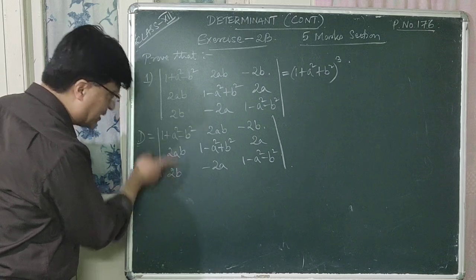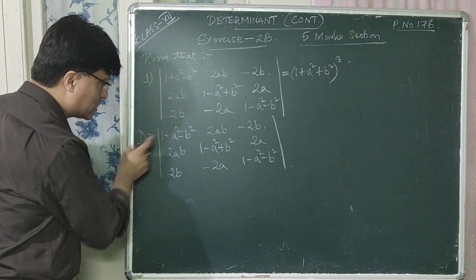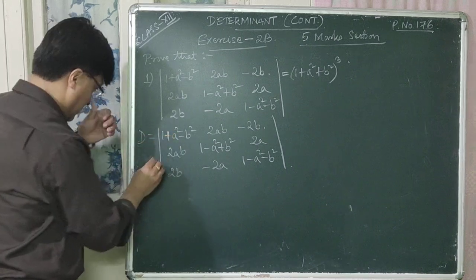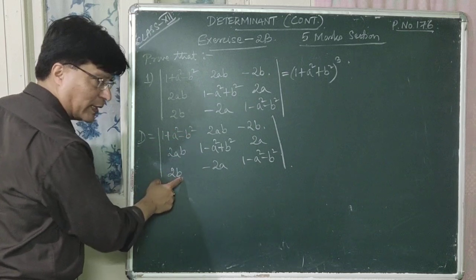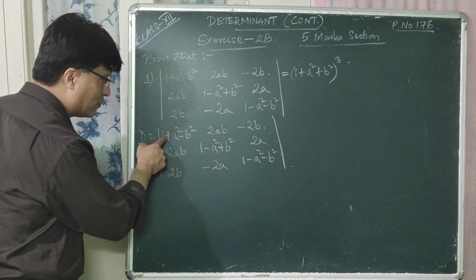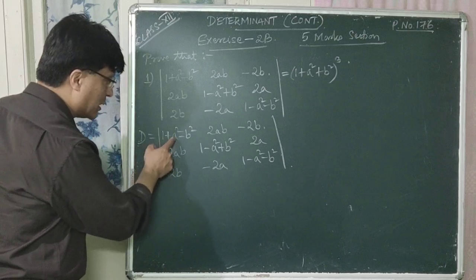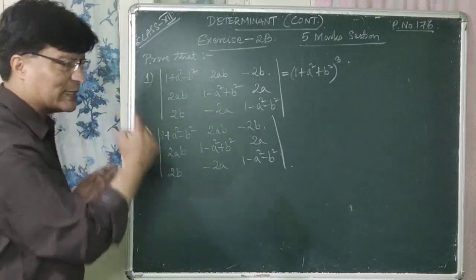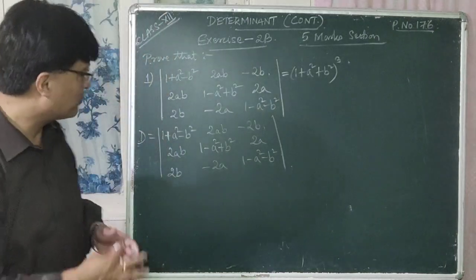And if it is added to the first row, what do we get? This is 1 plus a square minus b square plus 2b square. So what do we get here? 1 plus a square minus b square plus 2b square. What is it? 1 plus a square plus b square. That means we are getting that 1 plus a square plus b square. Okay?